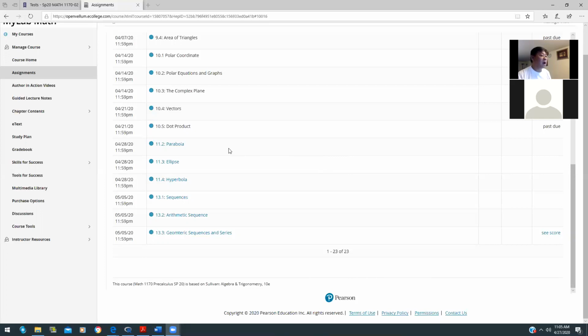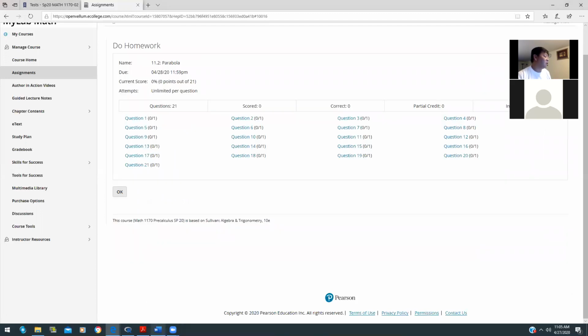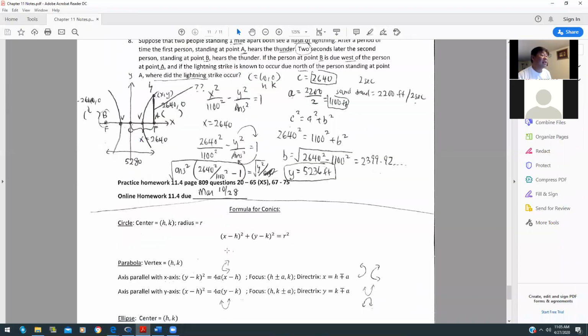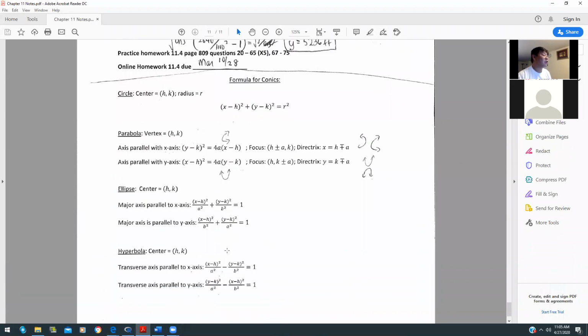So let's talk about your parabola here. Parabola is something that we learned last time in your college algebra. But this parabola now can go sideways, and it can go up and down. If you have a parabola whose axis is parallel with the x-axis, it goes sideways. Whether it opens to the right or to the left depends on your A. If your A is positive, it opens to the right. If your A is negative, it opens to the left.